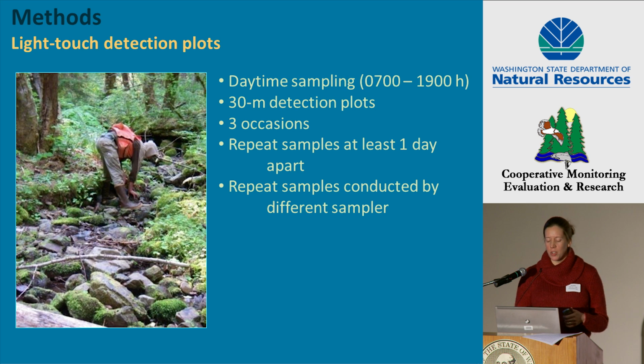And then also repeat samples were conducted by a different sampler to reduce bias. So if I did samples 1, 2, and 3, I might become sort of familiar with where I saw that huge giant salamander in that pool over there by the time I got to the 3rd sample. So that eliminates that concern.